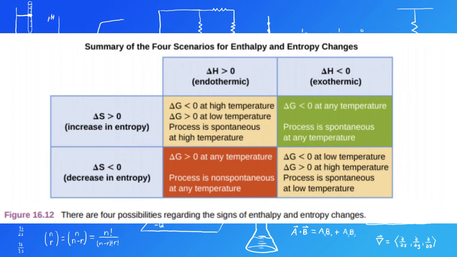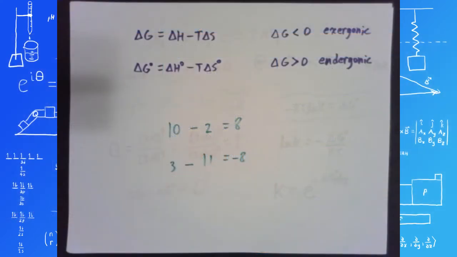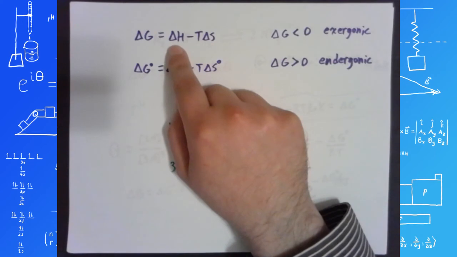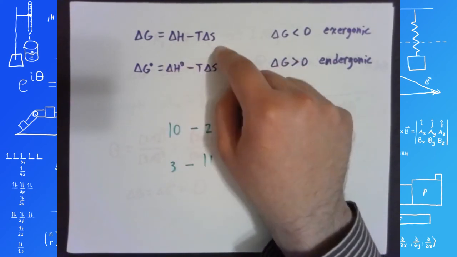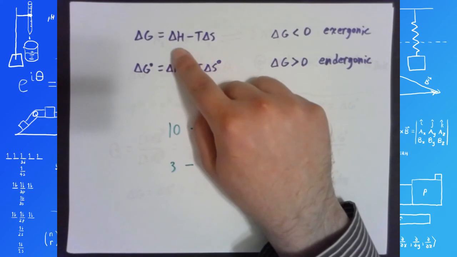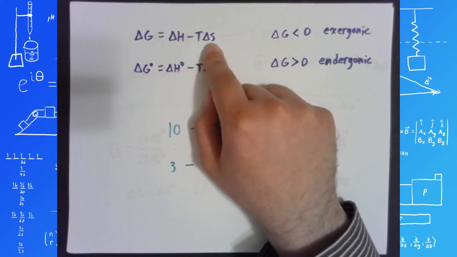Bottom left corner, when delta S is negative and delta H is positive, that's going to lead to a process that's always non-spontaneous. That's going to lead to a process that's always not thermodynamically favorable. An endothermic process is not thermodynamically favorable, and a process that decreases entropy is not thermodynamically favorable. In terms of the math, endothermic means that delta H is positive. If delta S is negative, then you've got a positive minus a negative. That's always going to be positive.